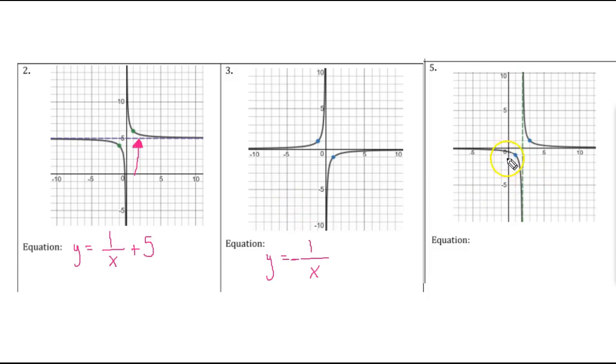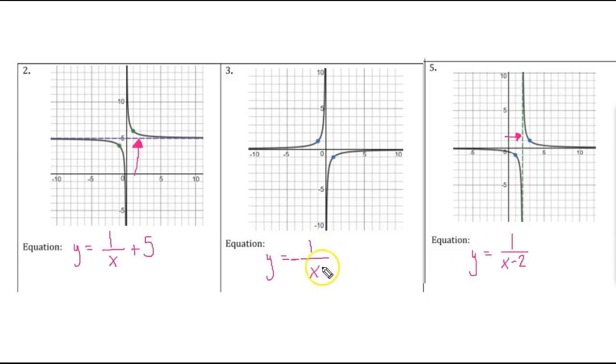Going over to this one, things that I'm looking for. I see that my vertical asymptote has shifted. Yep, not on the y-axis anymore. It has shifted to the right. My horizontal asymptote is still on the x-axis though, so it hasn't moved. So when I do my shift, I remember, okay, going to the right is actually subtraction. So I'm going to do x minus 2, but I am going to keep it in the denominator.